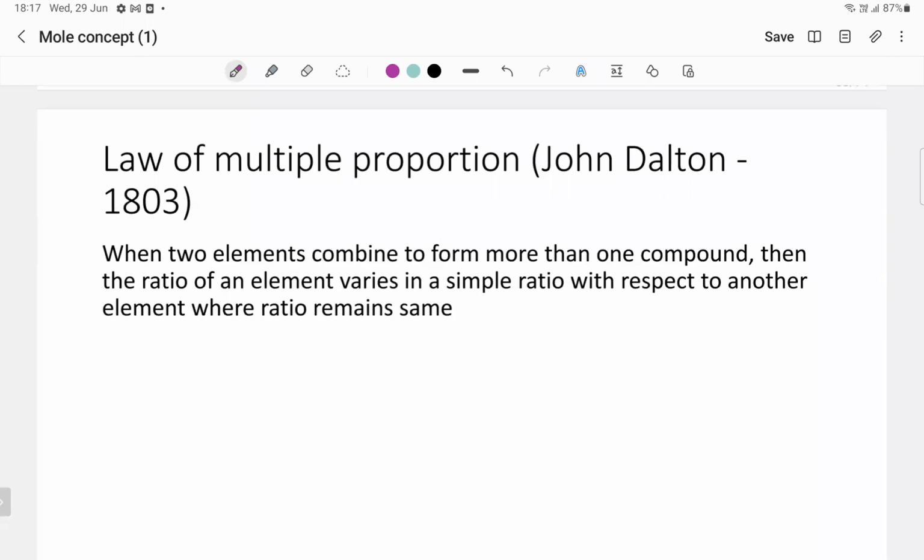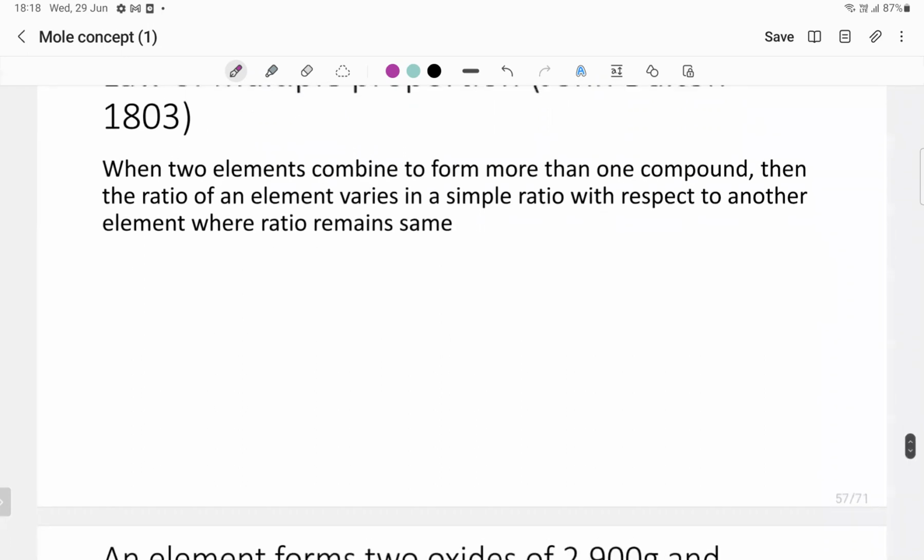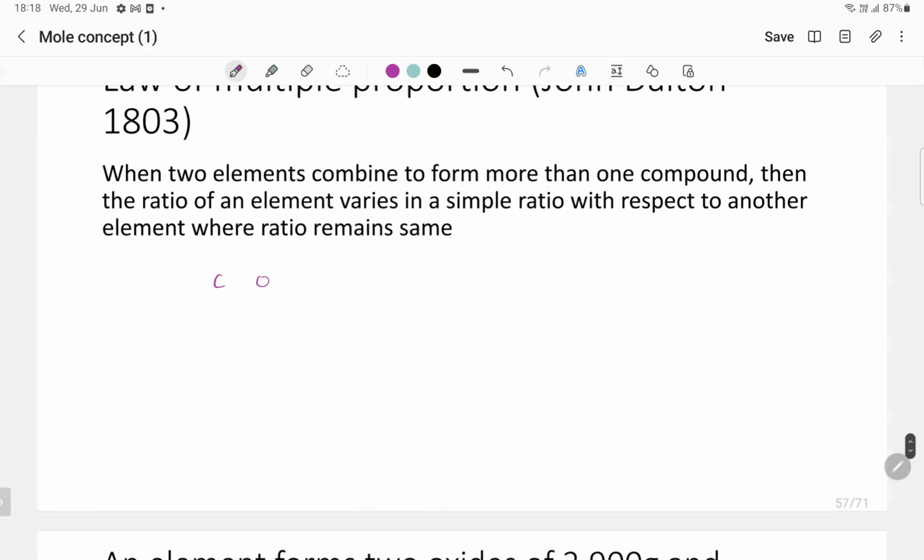So first, when you understand the question, you know from which topic they have asked it, and we have to solve it that way. Clear? You have to be very clear about the concept as well as the theory. Okay, so the law of multiple proportions means there are two elements. Say, for example, carbon and oxygen, hydrogen and oxygen, nitrogen and oxygen. These are the two elements.